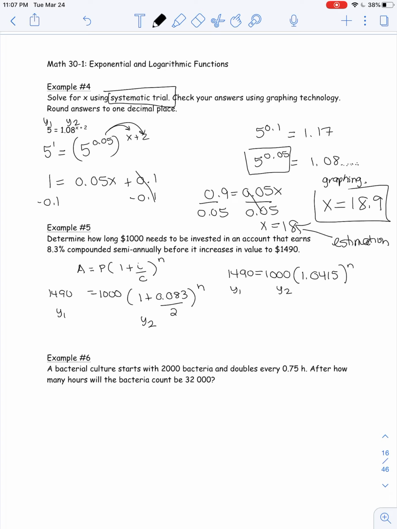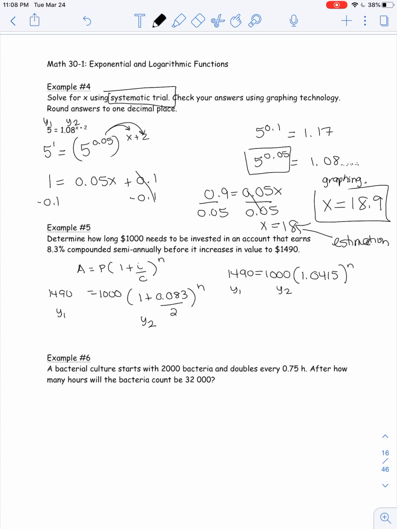And then we know initially it's going to be at 1000. It's going to grow from there, so it's increasing in value. We also know that we're talking about semi-annual periods. So let's go from 0 to 20 at first, because this is how many half-year periods it will take to get there. And then we'll graph it and see if we see an intersection.